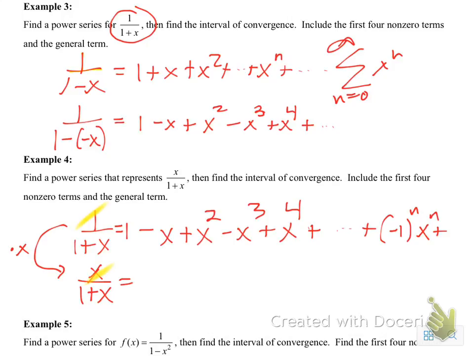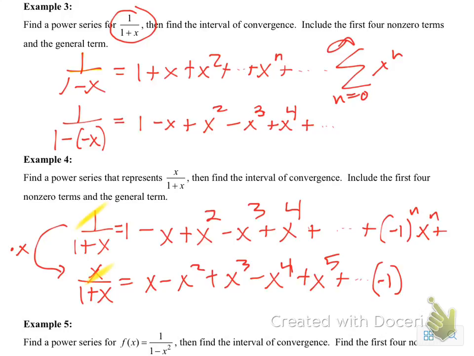You can multiply through by a common factor of some kind to get a new series. So it creates x minus x squared plus x cubed minus x to the 4th plus x to the 5th. Isn't that cool? Plus dot dot dot.